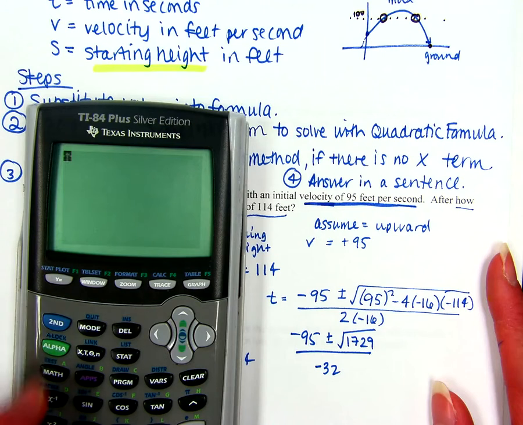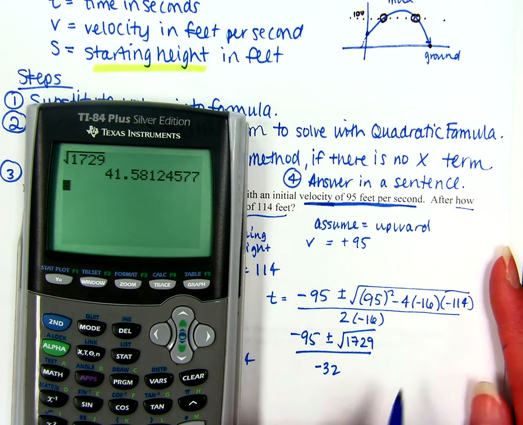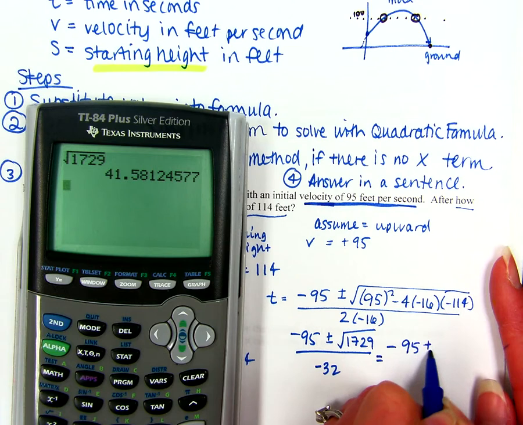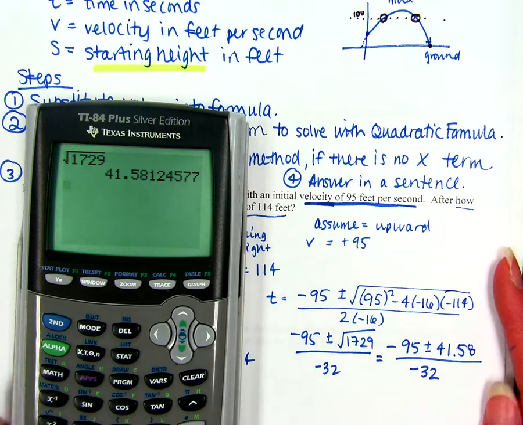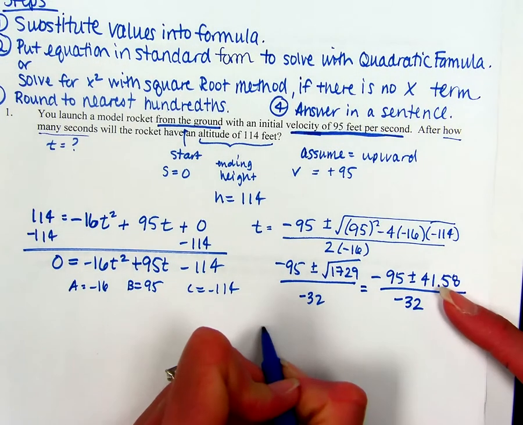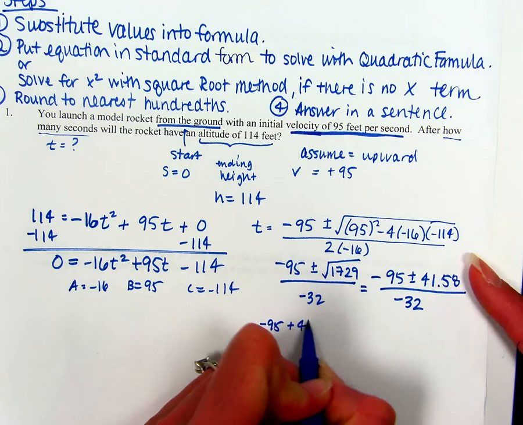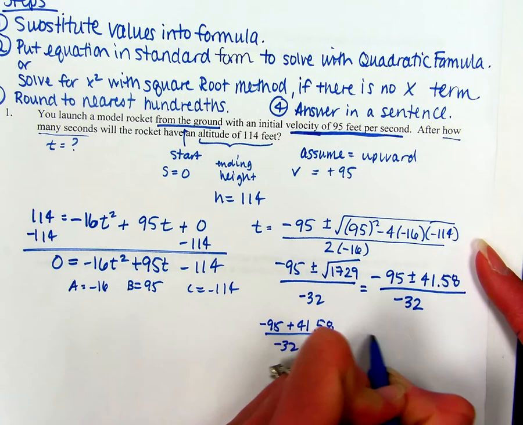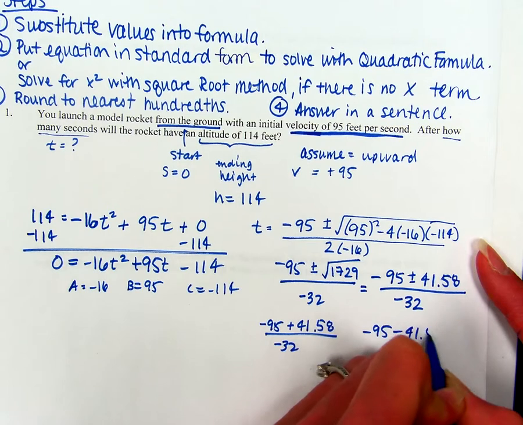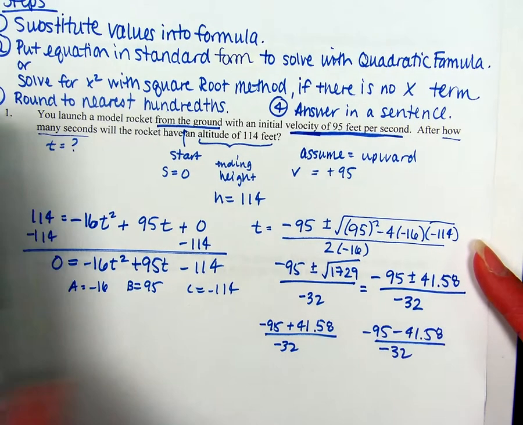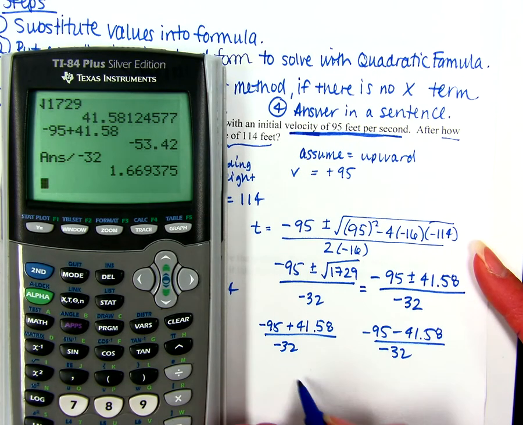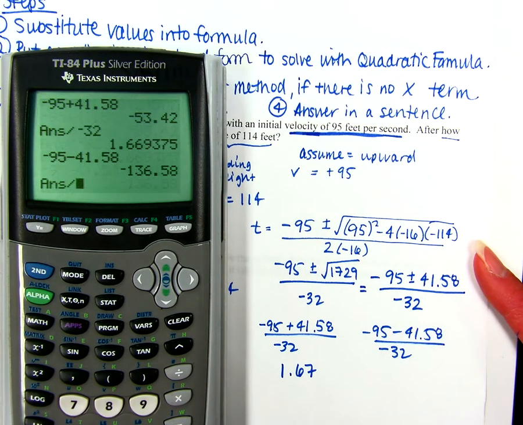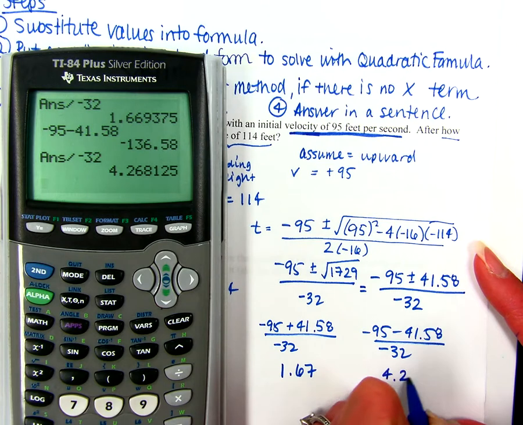So the square root of 1729 gives me negative 95 plus or minus 41.58 over negative 32. Now remember, if we have an actual number, you're going to split it up. One answer is where we have the plus sign, and the other answer is where you have a minus sign. Okay, so do this in your calculator. Negative 95 plus 41.58, then divided by negative 32 gives me 1.67. Or if I were to subtract, it gives me positive 4.27.